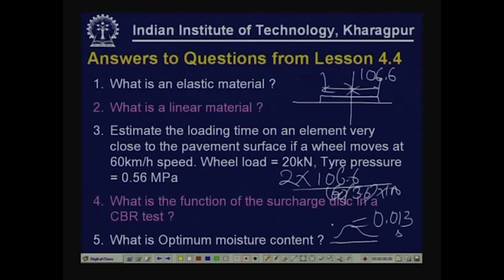What is optimum moisture content? This is the last question. Optimum moisture content is the moisture content at which the soil can attain its densest state for a given compaction effort. We know that as we vary the moisture contents, the dry density increases, then subsequently decreases. So, there is a moisture content for a given soil and for a given compaction effort, which gives us maximum dry density. So, that is what is known as optimum moisture content.